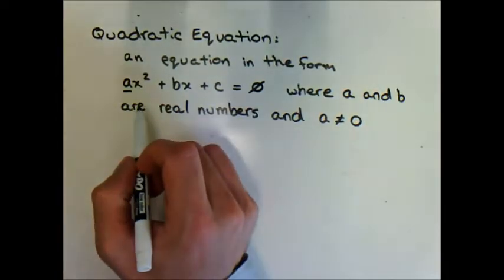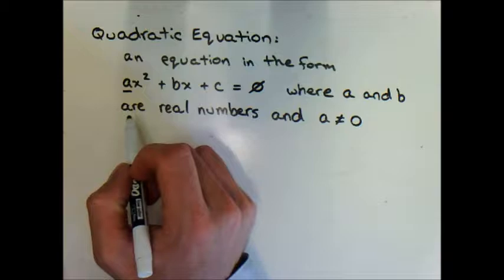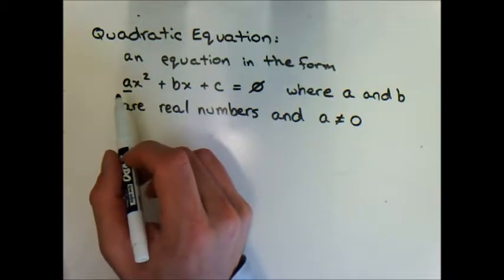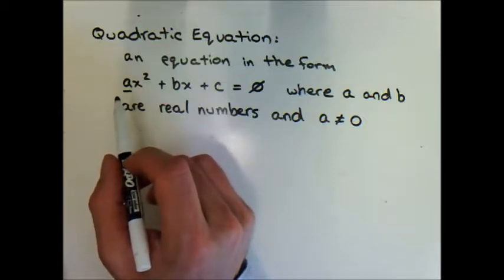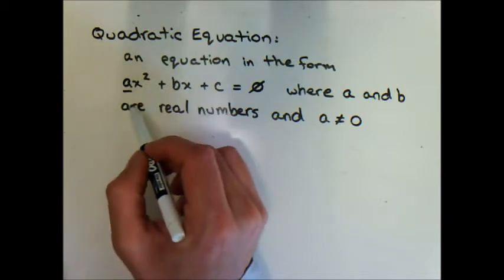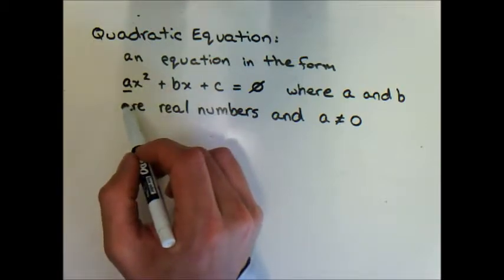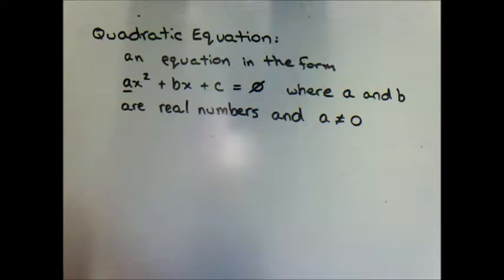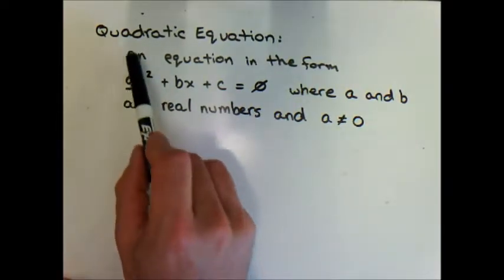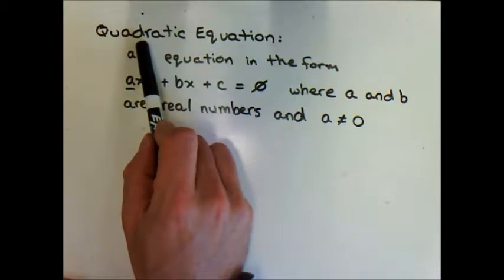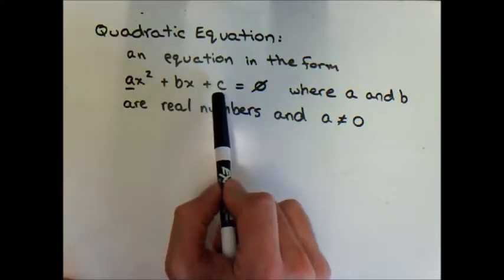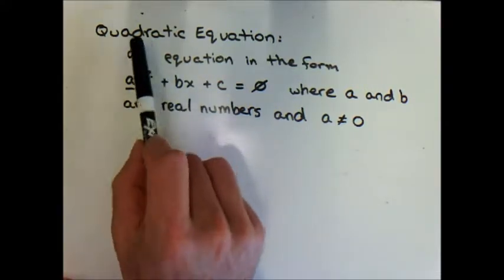Well, a normally tells us whether the parabola opens up or down, but if it's 0... Y'all know this answer. What would happen if a equaled 0? Then the entire a term would be gone. This whole x squared term would be gone and it would no longer be quadratic. It would be linear, just bx plus c. But we're talking about quadratic equations.